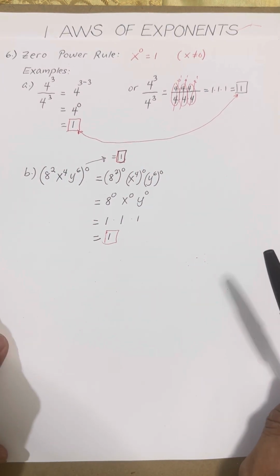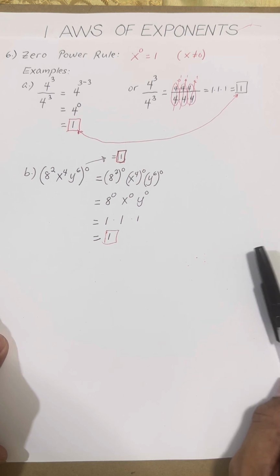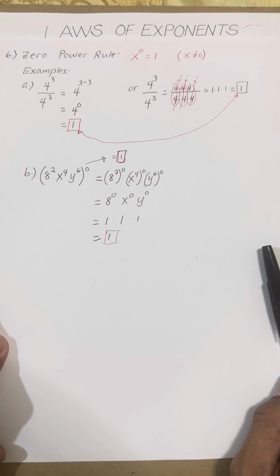So that's all for this part, for rule number 6, and our last video will talk about the negative exponent rule.